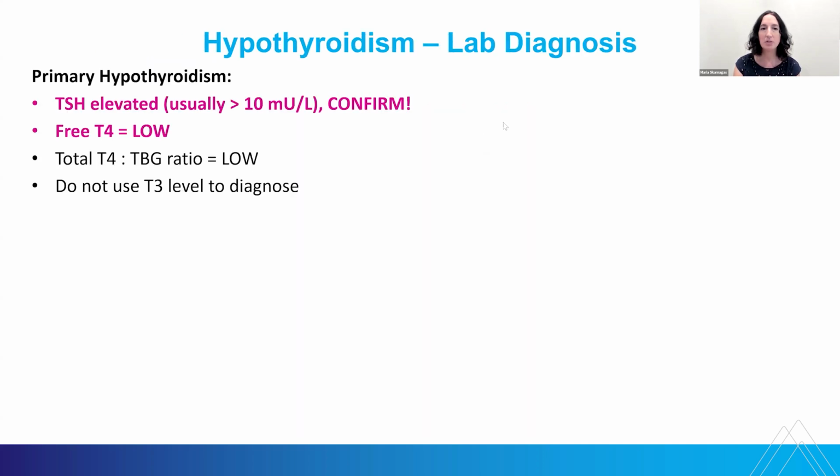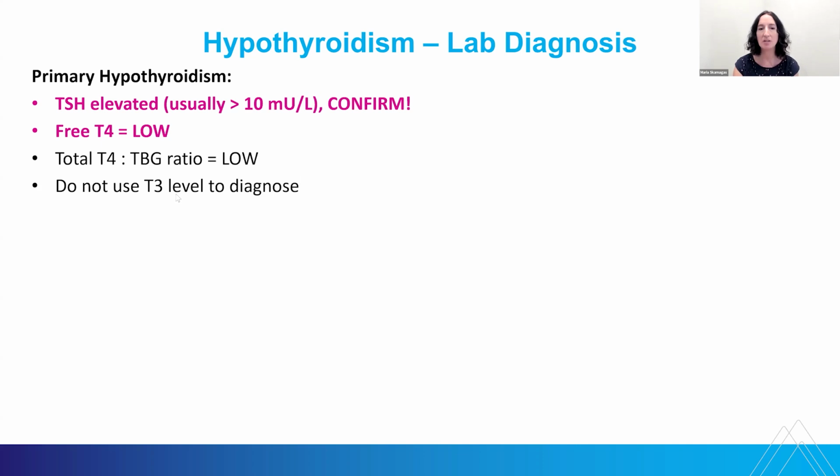The laboratory diagnosis of hypothyroidism we went through earlier involves both a free T4 that's low and a TSH that's elevated, usually more than 10. And we do want to confirm this with a second test. Back in the days when we could not measure free T4, we would have to look at the total T4 or T4 to TBG ratio. And we do not use T3 to diagnose hypothyroidism because it can be normal.